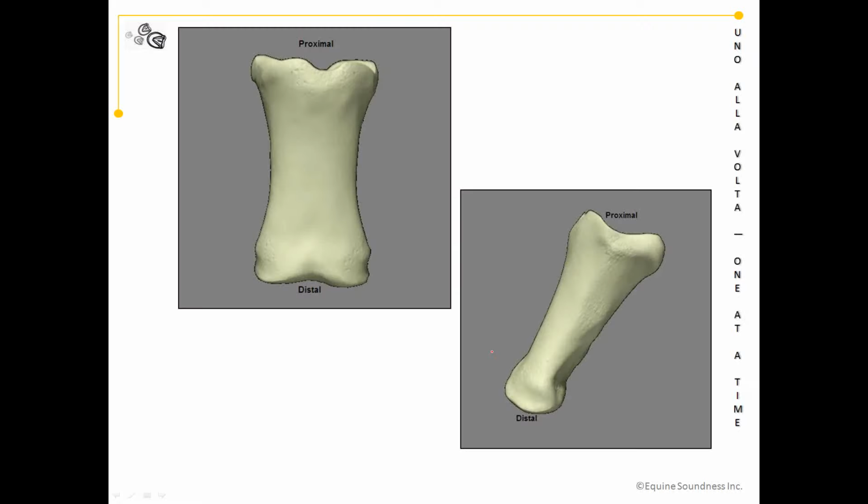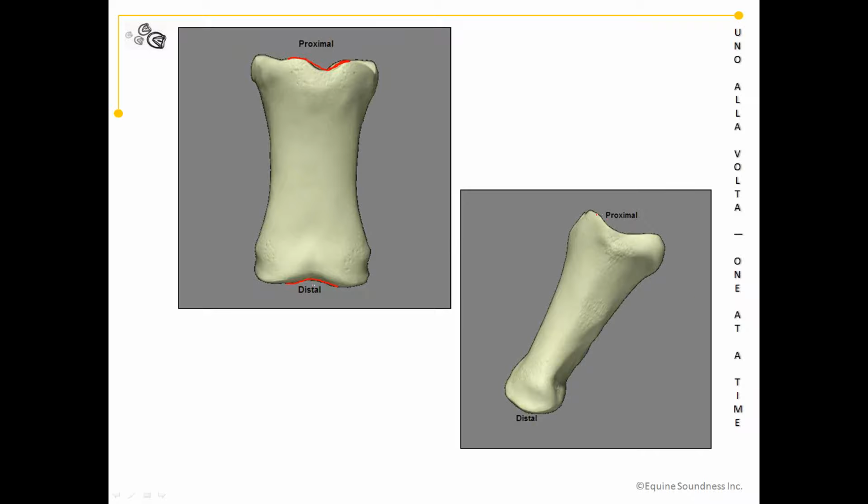Let's talk about these other bones that are really important. What is important to know about them is this is the long pastern bone, and it has on both sides notches that make these joints saddle joints. And a bone that has saddle joints can only move back and forth. It cannot move sideways.